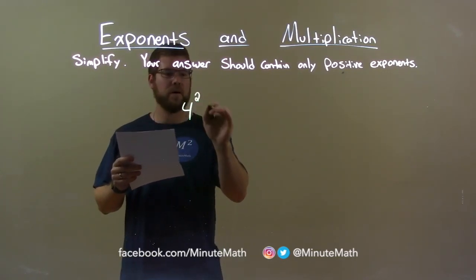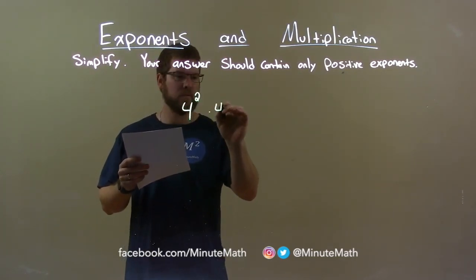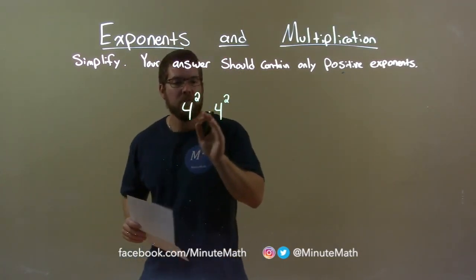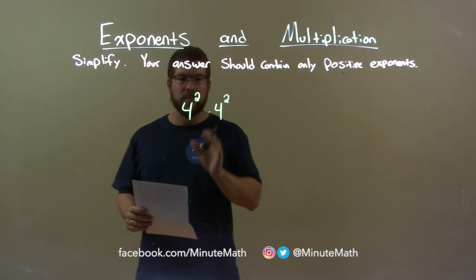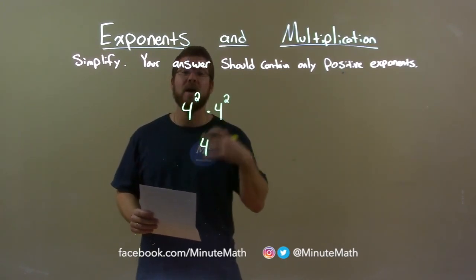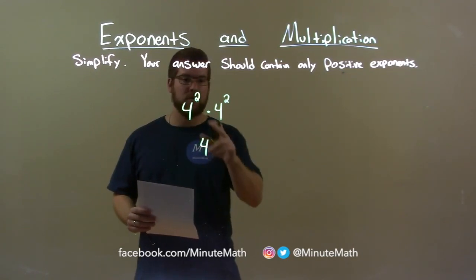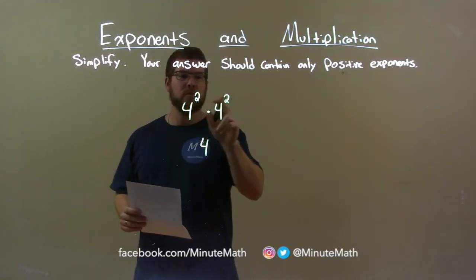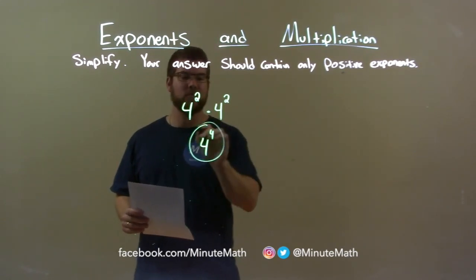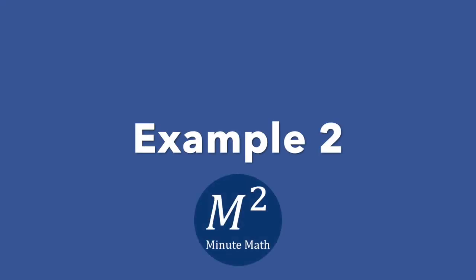4 squared times 4 squared. Well, we have the same base, which is 4. So when we multiply that together, our base stays the same, and we add the exponents, okay, with multiplication there. So 2 and 2 add to be 4, and so my final answer is just 4 to the 4th power.